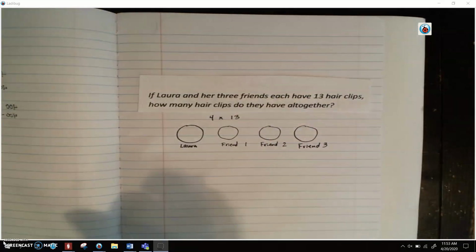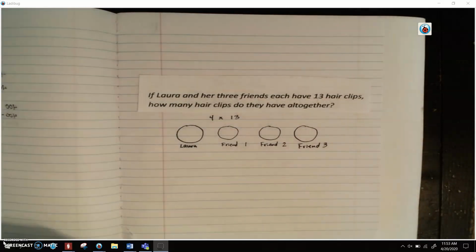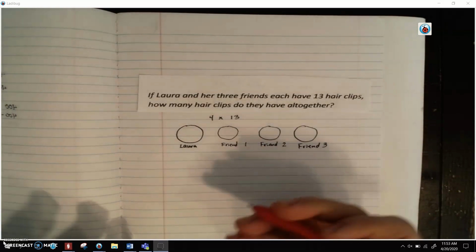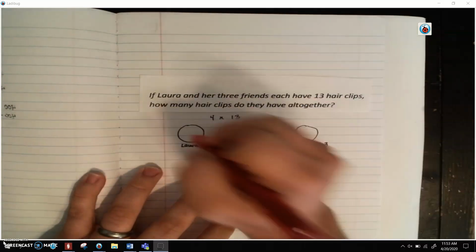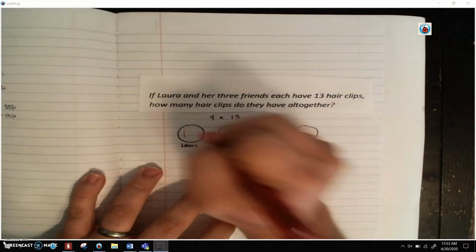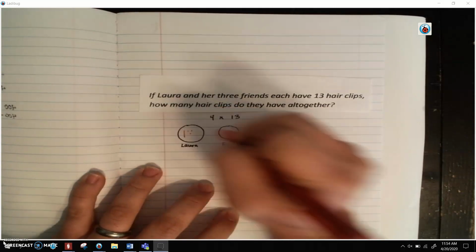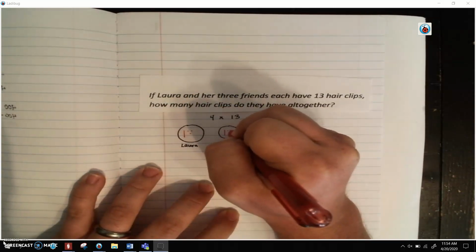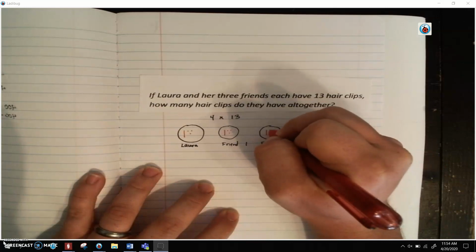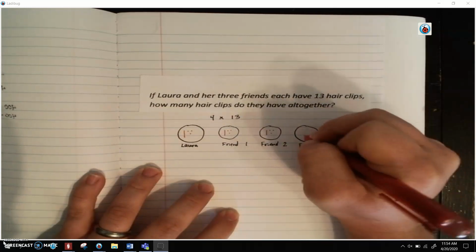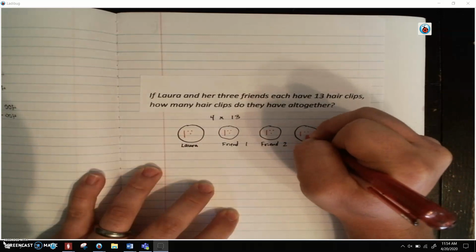So in each of those, I know that each friend has 13 hair clips. So I'm going to think back and I'm going to use base 10 blocks to represent that. So Laura has 10, and then 1, 2, 3 for 13. I'm going to do that for all of them. 10 and 1, 2, 3.